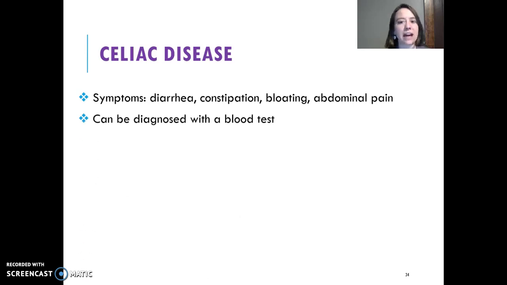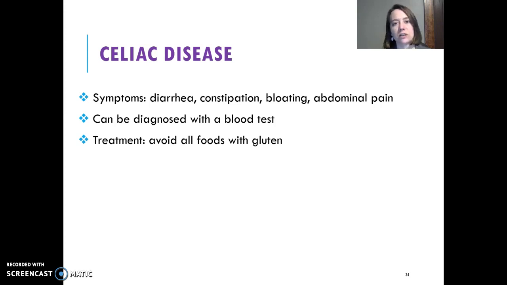How would a person know if they have it? It can be diagnosed with a blood test. Treatment. There is no cure for celiac disease, but it can be treated 100% by just never ever eating gluten again. So only the inflammatory response that destroys the villi, that only happens when a person with celiac disease eats gluten. So if they don't eat gluten, then they will have no problems.